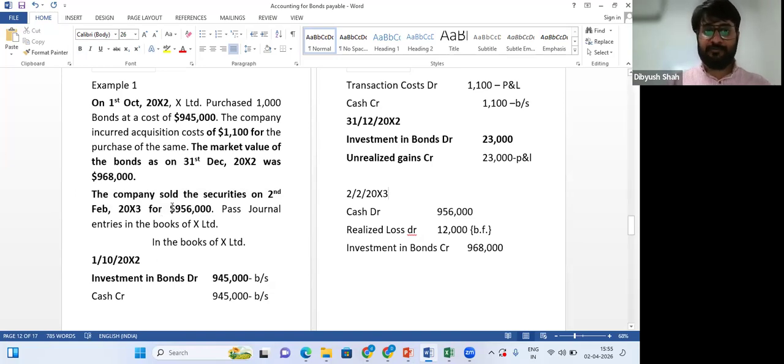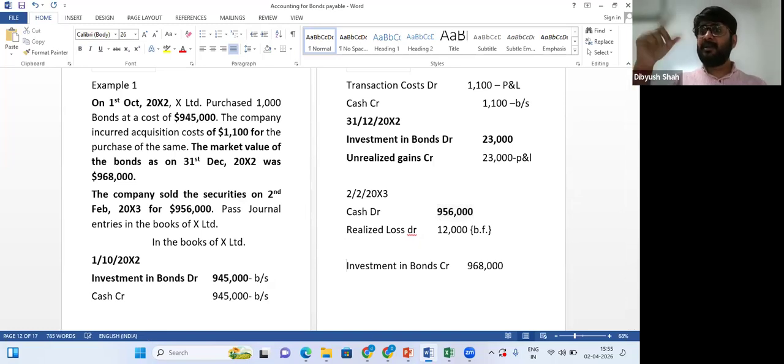So the company sold it for 956. So cash debit 956, because this is the money I am going to get. Of course, I have to credit the investment now. Now remember, the moment you marked the asset to market value on the previous balance sheet date, that has become the new carrying value of the asset in the balance sheet.